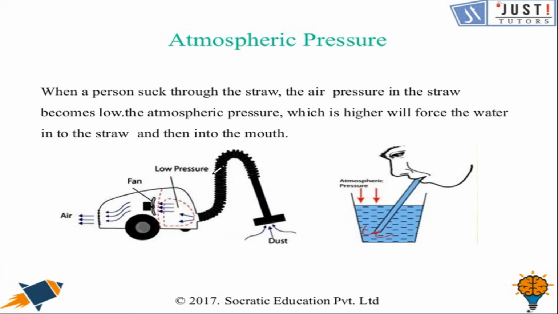Atmospheric pressure. We know that air has weight, and the force exerted by the weight of the air is known as atmospheric pressure. The instrument used to measure atmospheric pressure is called a barometer. When a person sucks through a straw, the air pressure in the straw becomes low. The atmospheric pressure, which is higher, will force the water into the straw and then into the mouth. Another example is that a vacuum cleaner applies the principle of atmospheric pressure to remove dust particles.